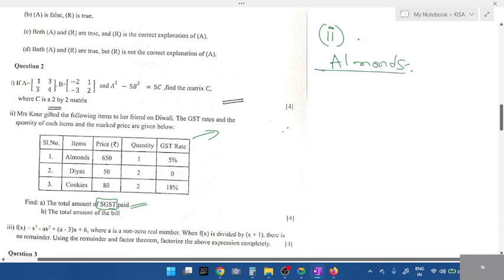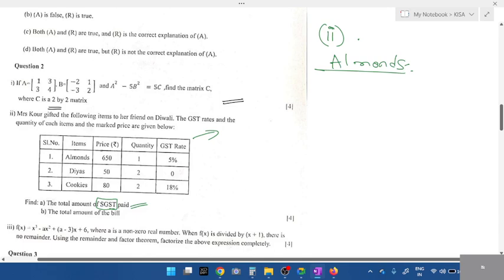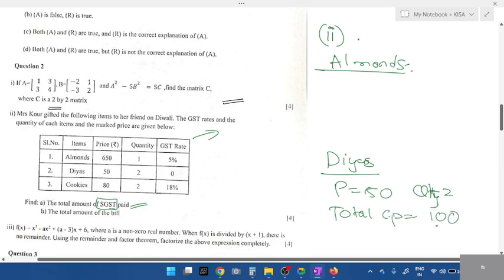Okay, price. I want all of you to try this. Complete it now. Be quick. Okay, almonds you all try, students. What about diyas? How many diyas are there? What is the total quantity? So if price is 50, quantity is 2. What is the total cost price? 2 into 50 is 100. So GST is not given. Don't worry about GST. Just keep it as 100. Try this cookies, 80. If there are two quantities, 80 into 2 is 160.